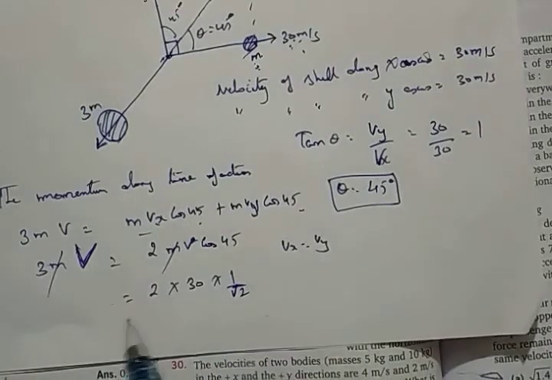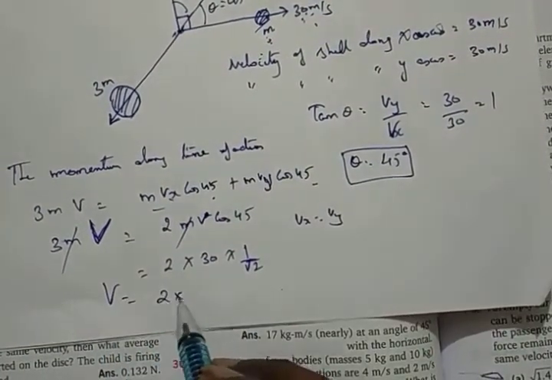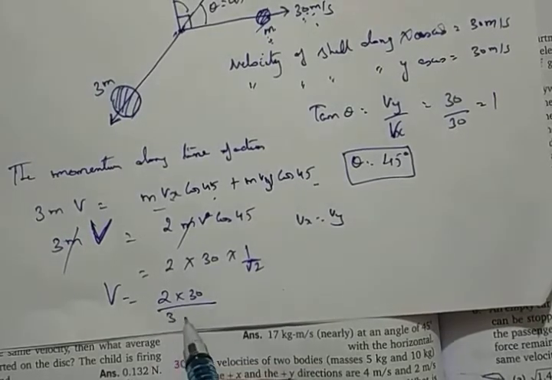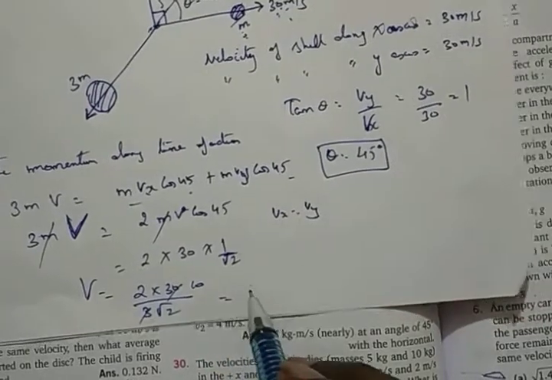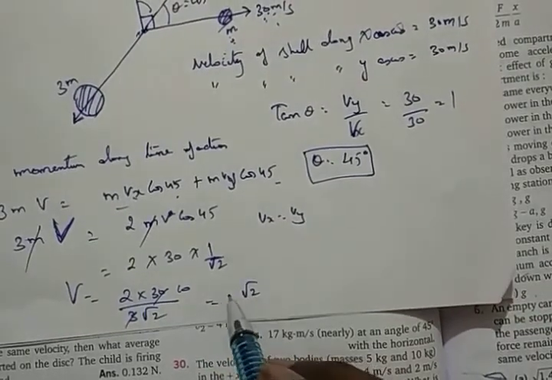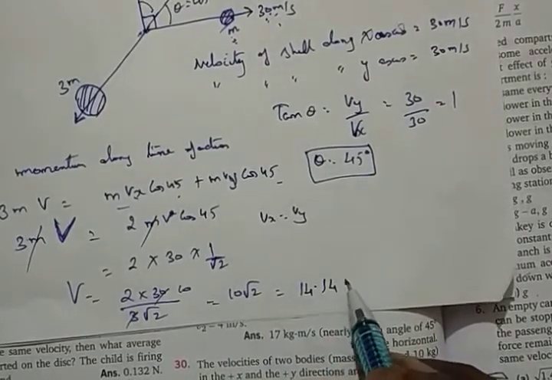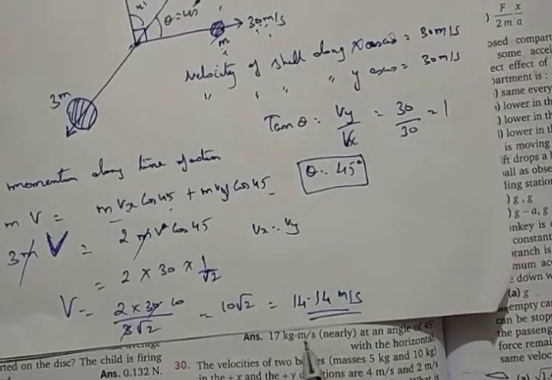And this 3 can come down. So v is going to be equal to 2 into 30 upon 3 under root 2. So this becomes here. So it is 10 under root 2. This is 14.14 meter per second. So that's going to be the formula.